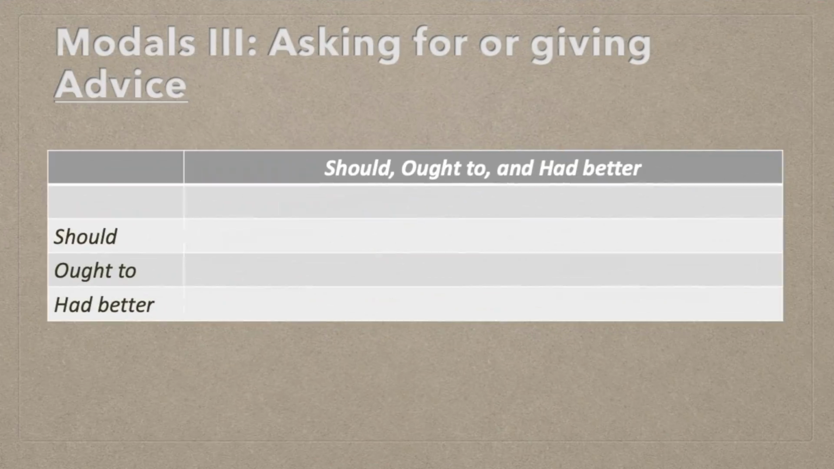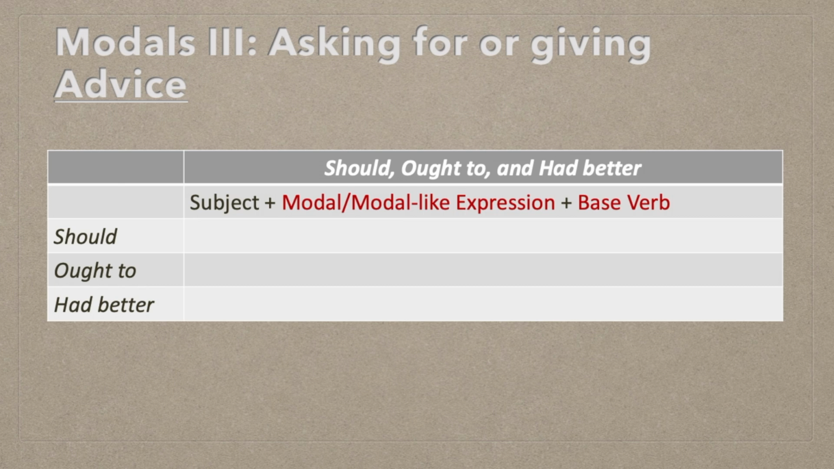Today I'm going to talk about modals having to do with advice, regret, and criticism. First, let's look at how we ask for and give advice. As you can see, there are three expressions that we use to give advice: should, ought to, and had better. The sentence pattern we use is the same for all three of these. They are the subject, followed by the modal, or the modal-like expression, then the base verb.